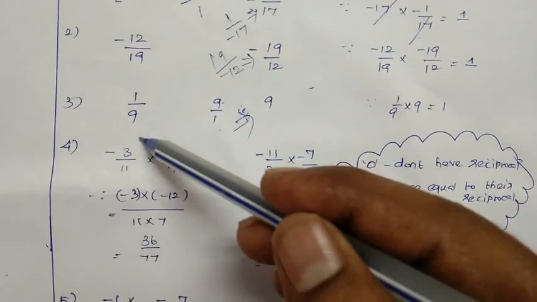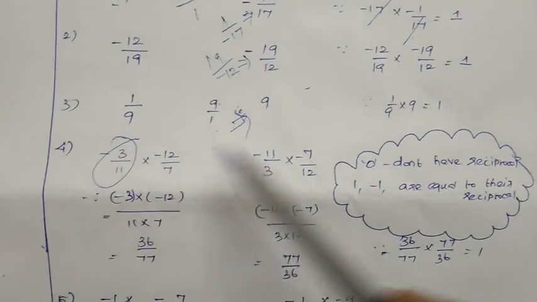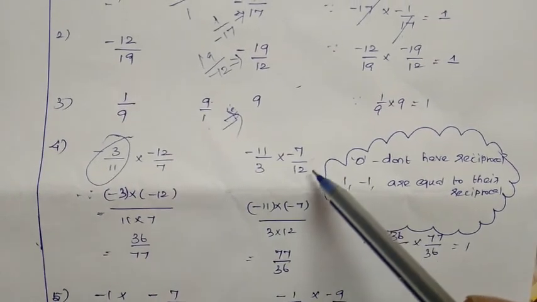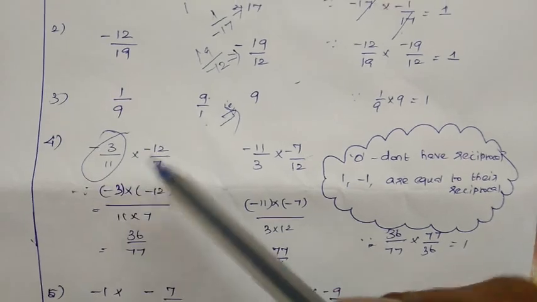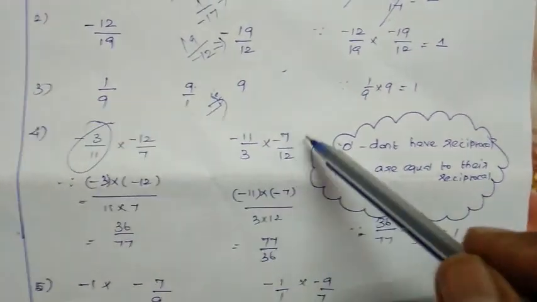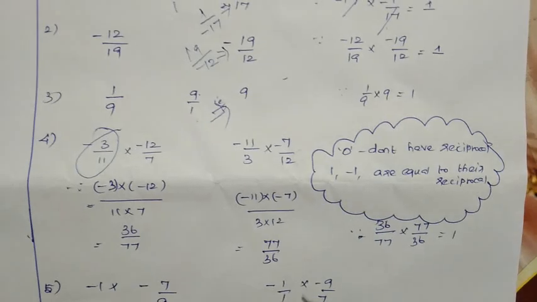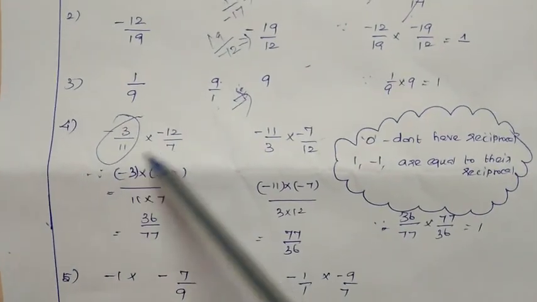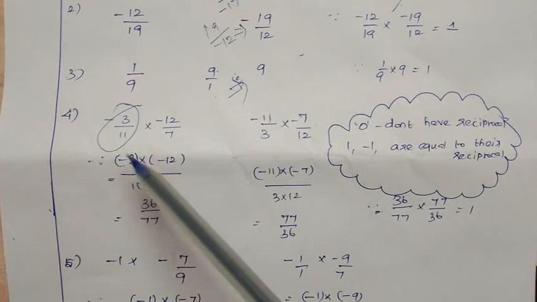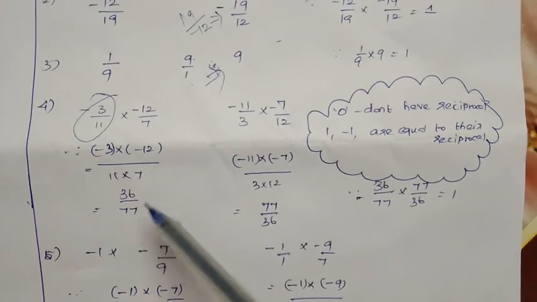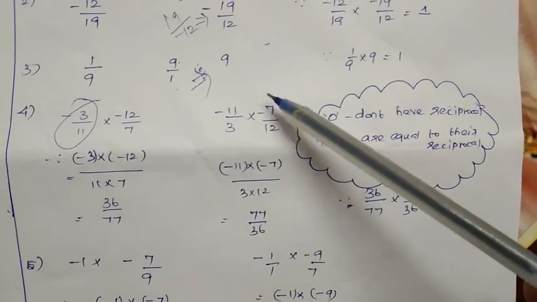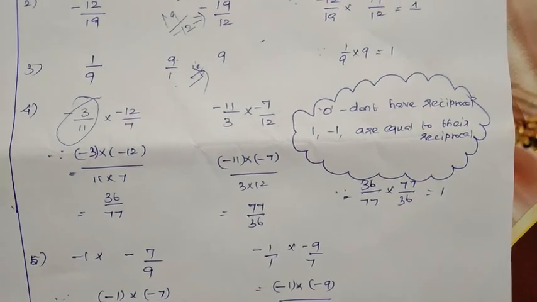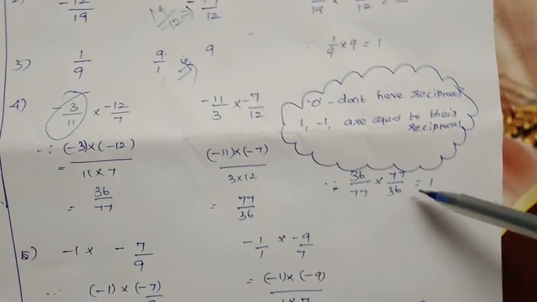We can write this with the minus always in the numerator. So minus 11 by 3 into minus 7 by 12. Now just 3 by 11, 11 by 3, 12 by 7, 7 by 12. Check the answer: multiply numerator into numerator and denominator into denominator. 3 into 12 and 11 into 7 gives 36 divided by 77. Here 11 into 7 and 3 into 12 gives 77 divided by 36. So the product is 1.